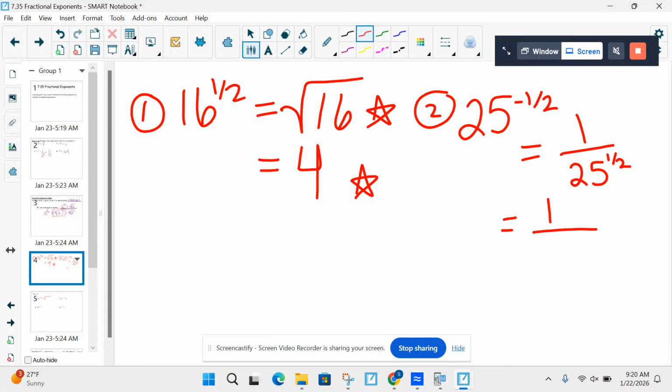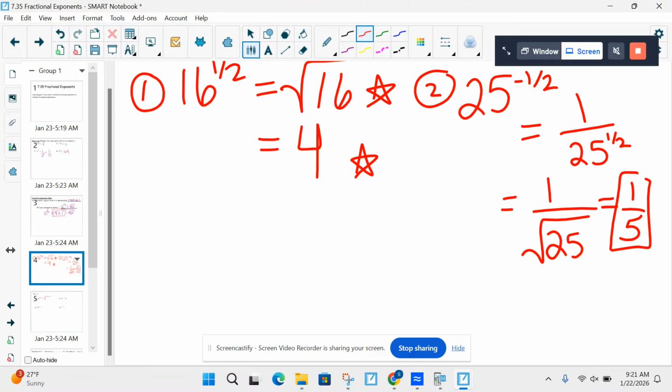So this would be 1 over the square root of 25. And the square root of 25 is 5. So this would be 1/5. Not 5, or not negative 5.